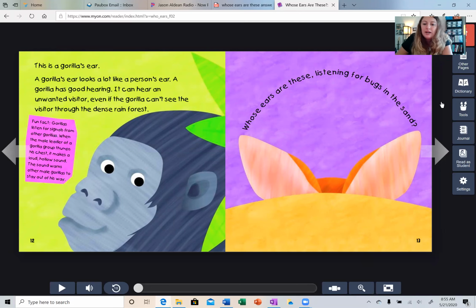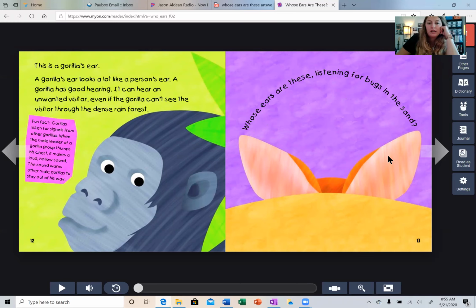Okay, friends, now we're on this side of the page, so we're going to look at these animals' ears. Whose ears are these listening for bugs in the sand? Whose ears do you think these are? So they look like they're kind of small. They stand up at the top of the head, and it looks like they're pointy. And this animal looks orange.